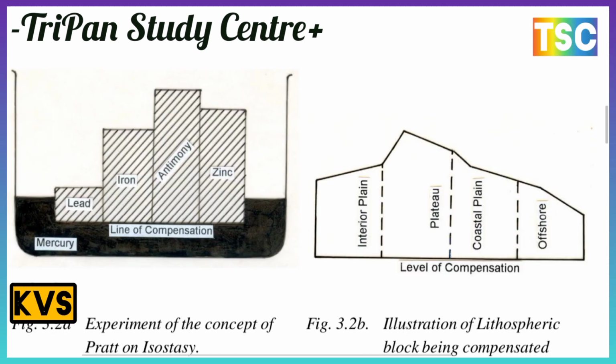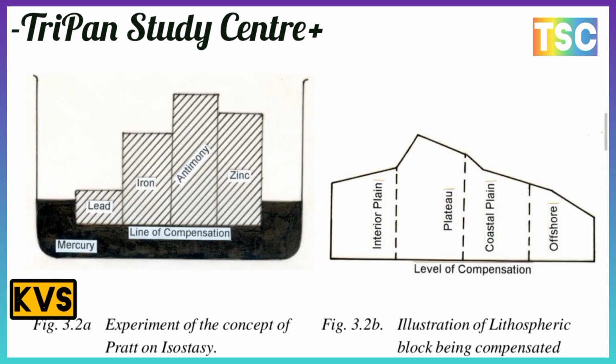Here is the most important diagram, showing the experiment of the concept of isostasy. Here are the lines of compensation and the mercury, with the black shaded part. Lead is less dense, and iron is denser than lead. Antimony is denser than iron, and zinc is less dense than antimony. This is the most important isostasy experiment.